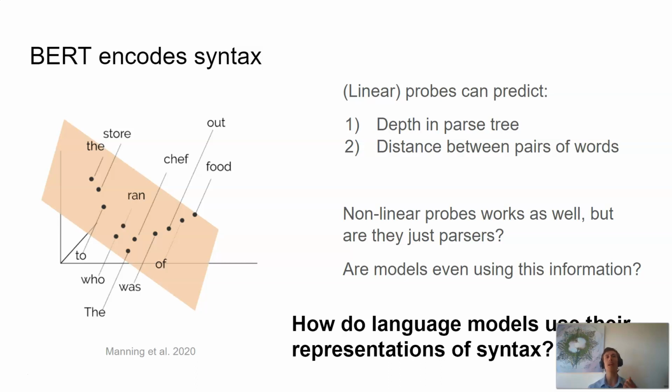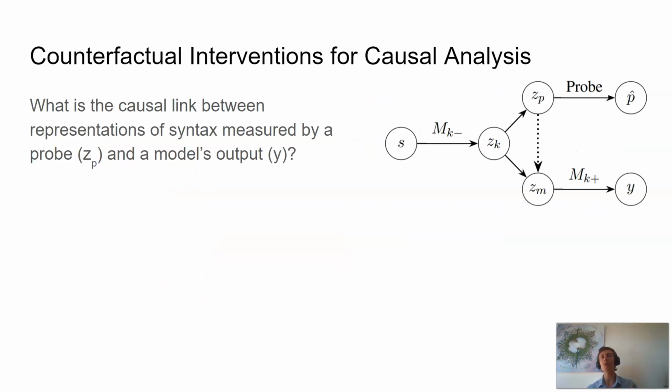So in this work we study how language models use their representations of syntax. We do this with causal analysis via counterfactual embeddings and interventions. What is the causal link between representations of syntax measured by a probe and a model's output?